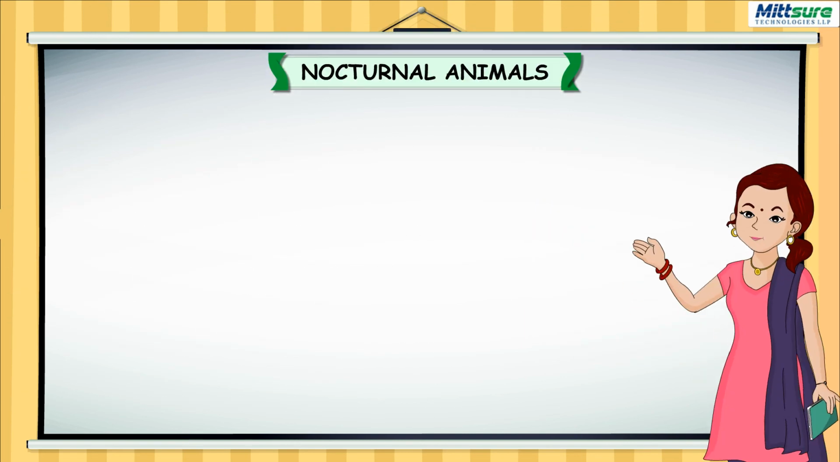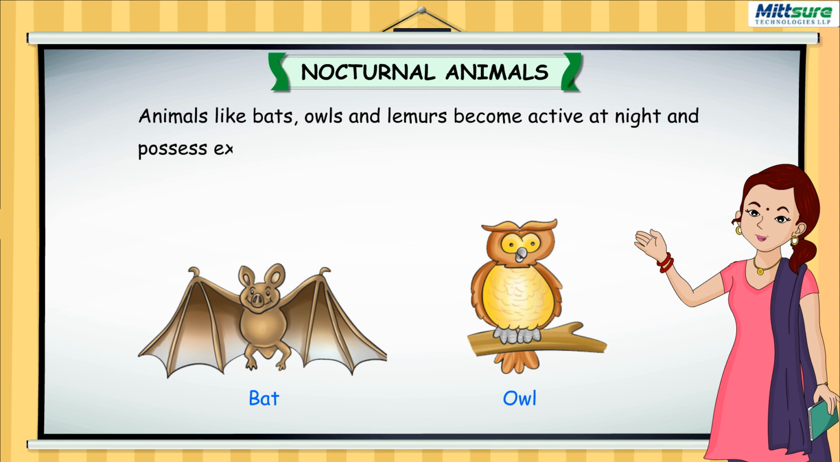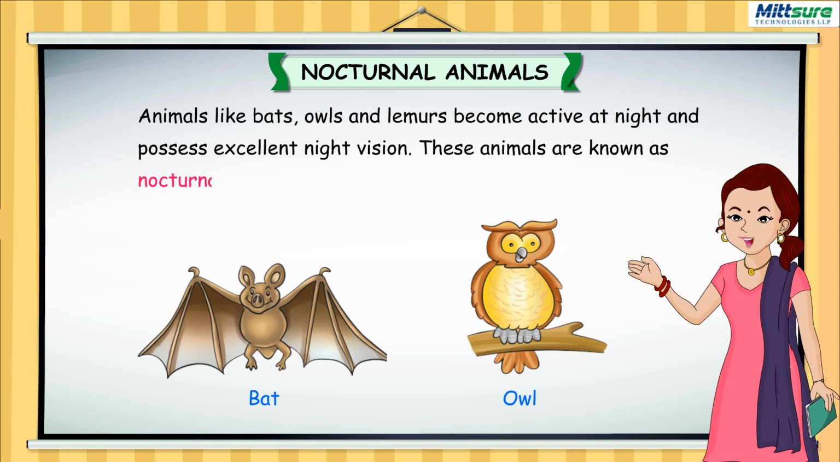Nocturnal animals. Animals like bats, owls, and lemurs become active at night and possess excellent night vision. These animals are known as nocturnal animals.